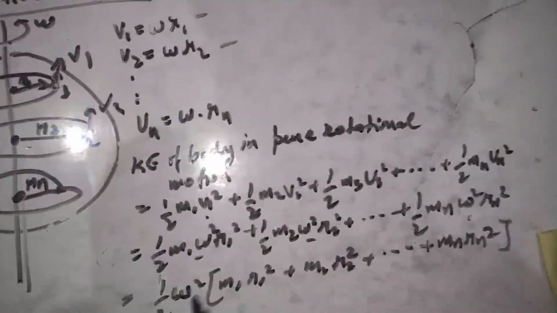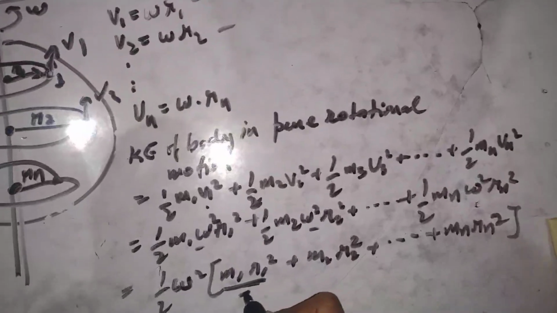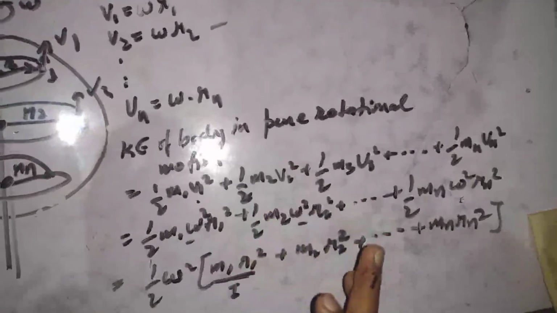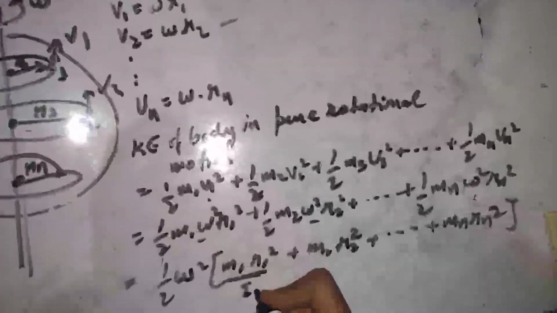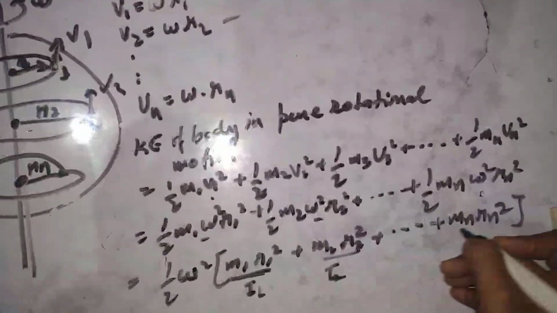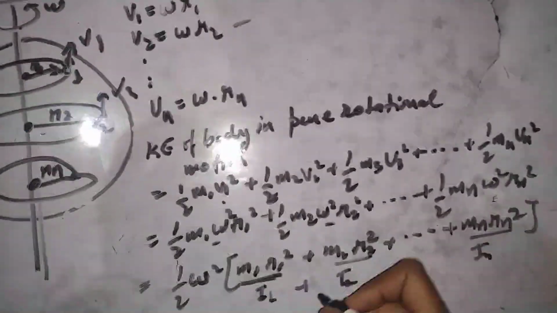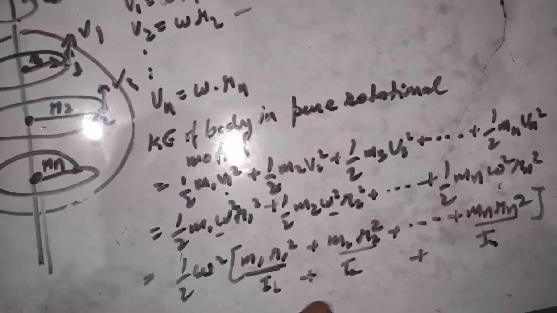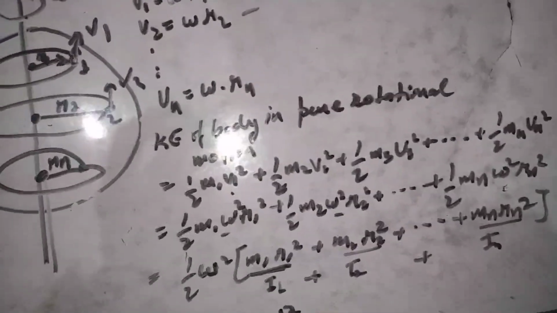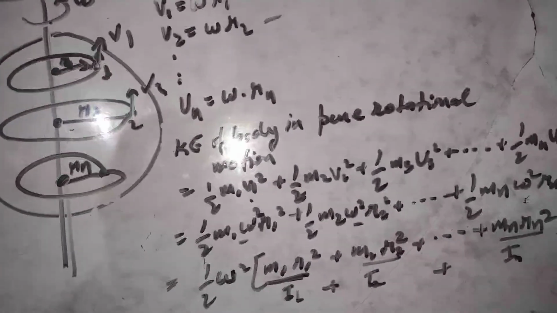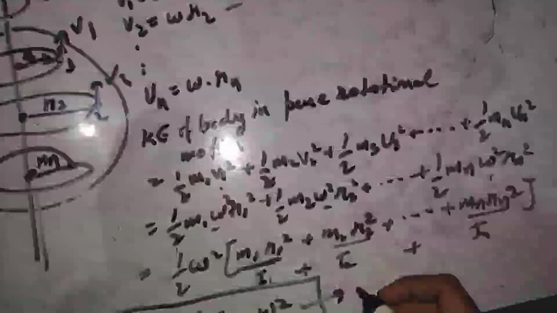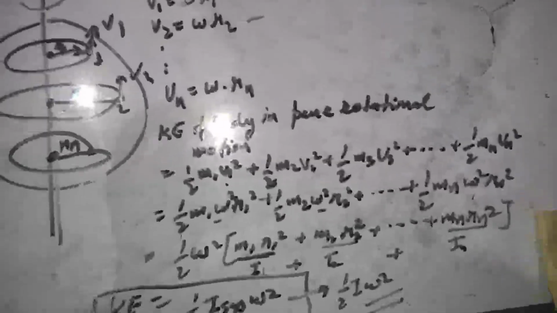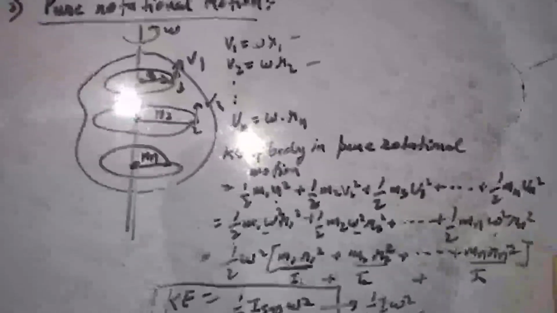So this is half omega square, and this term we define as I, and we call it the moment of inertia. We will talk about that later, but just for the sake of naming it, we are calling it I. This is I1, I2, up to In, the moment of inertia of the first particle all the way up to the nth particle. So this becomes half I of the system times omega square. This is how kinetic energy in pure rotational motion is defined. In more general terms, we write it as half I omega square.